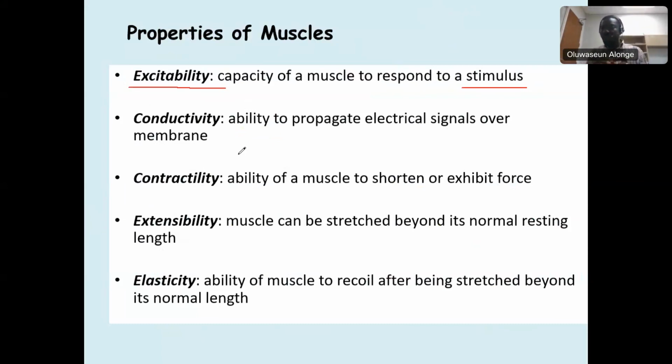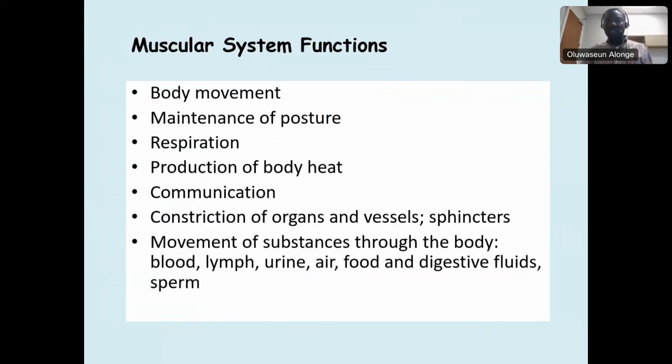Now, contractility is the fact that a muscle can shrink, it can shorten. That's contraction. And the ability of a muscle to extend again, to stretch, is extensibility. The ability of a muscle to return back to its initial length after stretching is what we call elasticity. All right.